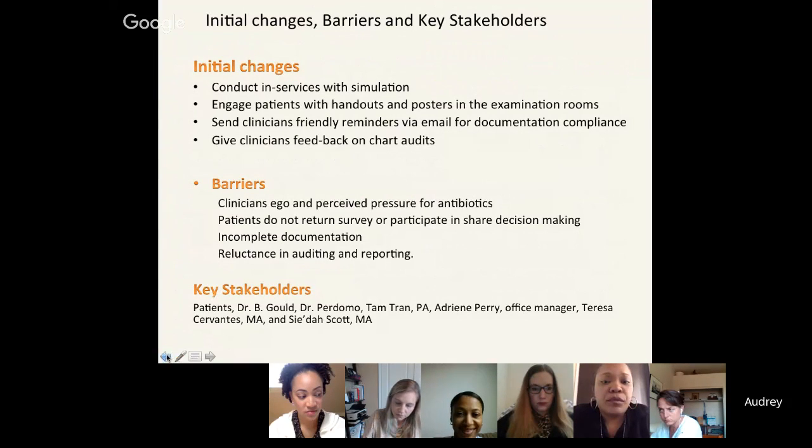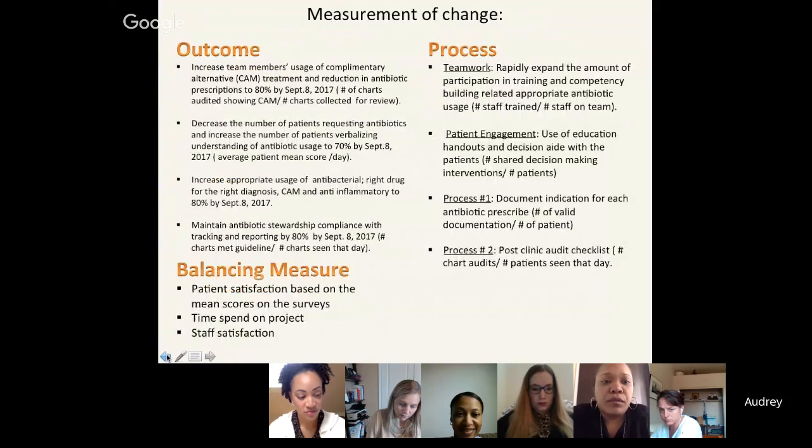I think I missed something back there. Balancing measure would be patient satisfaction, which would be shown by the mean service score, time spent on the project, and patient satisfaction and staff satisfaction.